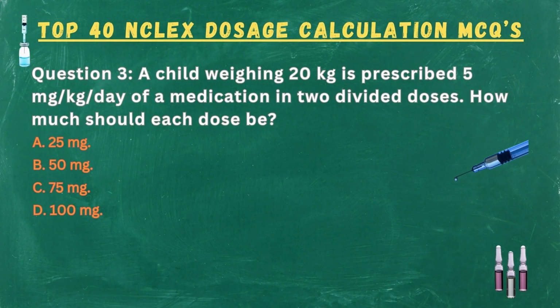Question 3. A child weighing 20 kilograms is prescribed 5 milligrams per kilogram per day of a medication in 2 divided doses. How much should each dose be? A. 25 milligrams. B. 50 milligrams. C. 75 milligrams. D. 100 milligrams. Answer: A. 25 milligrams.